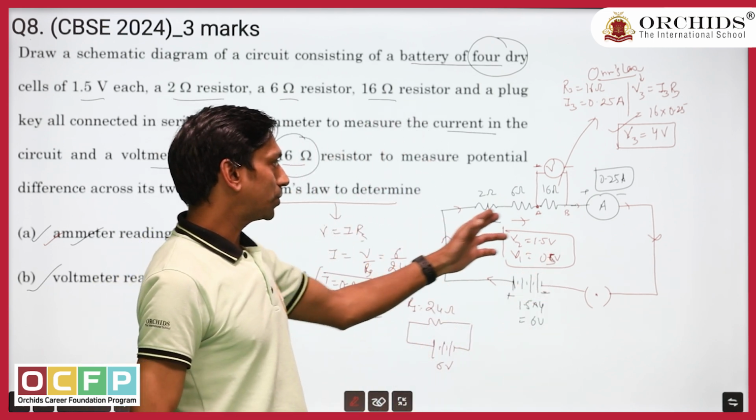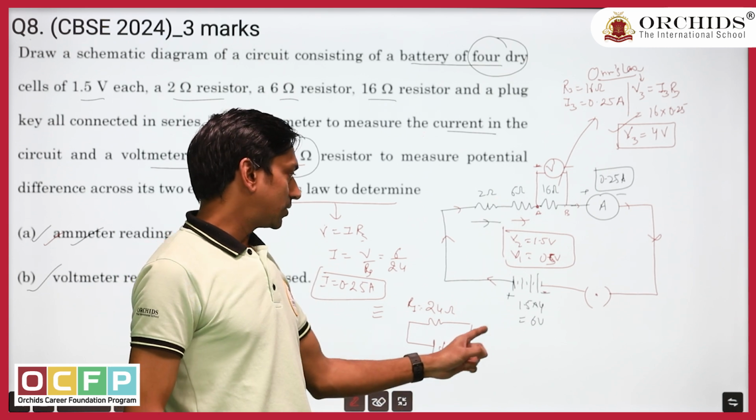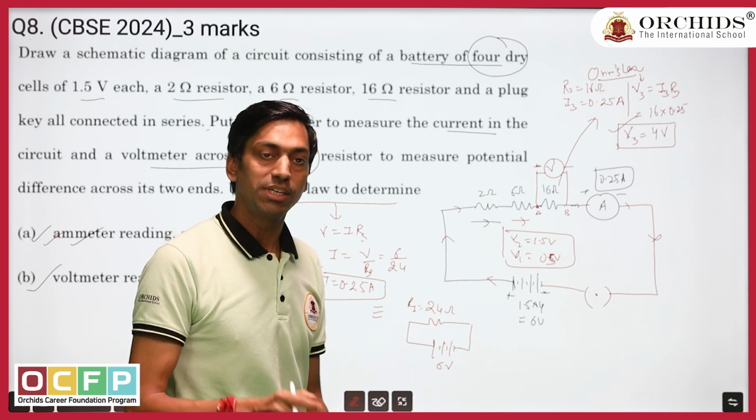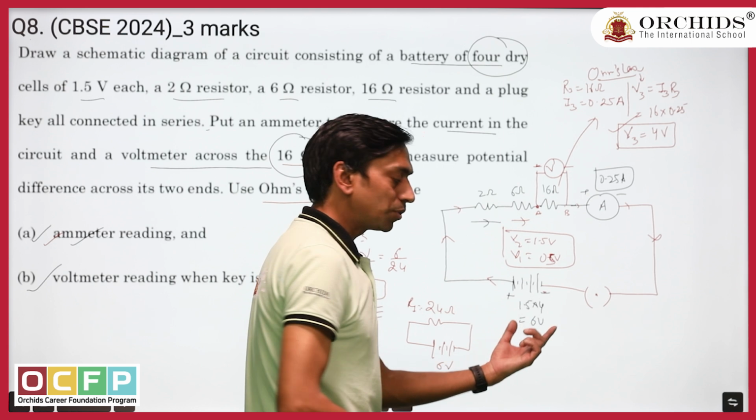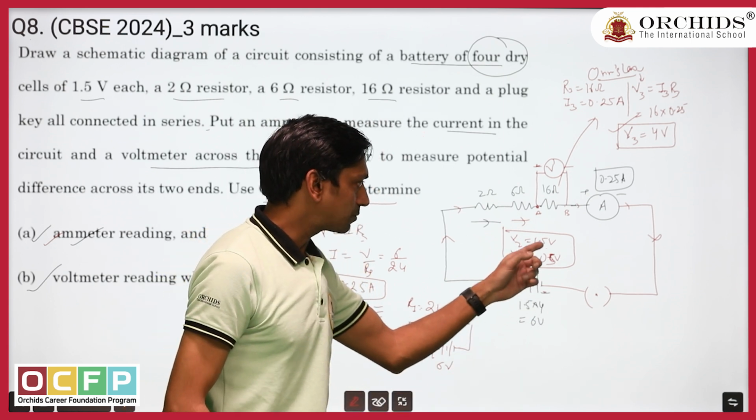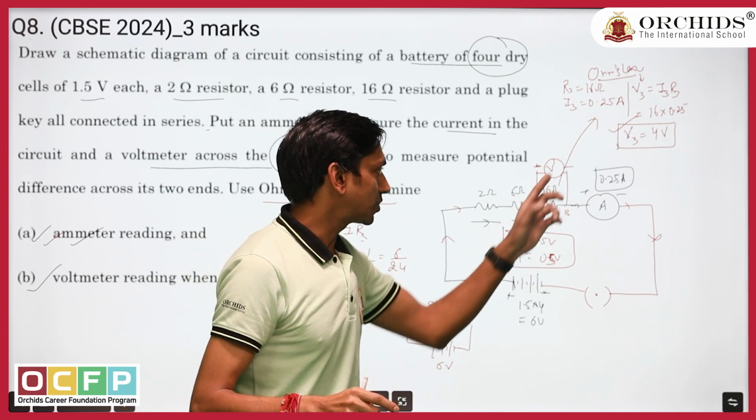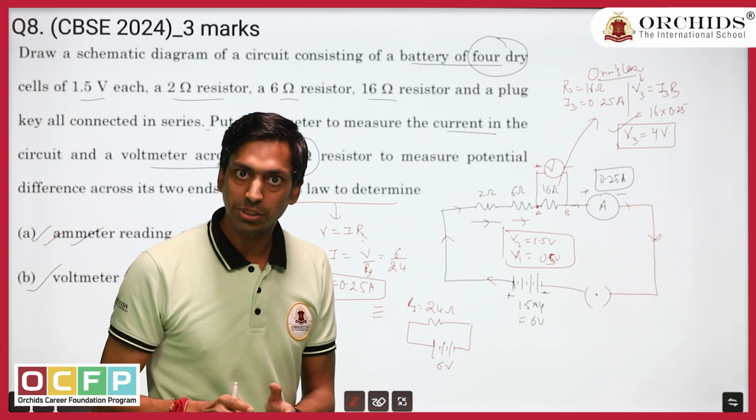And we know that in series, the total voltage is equal to the sum of each voltage, V1 plus V2 plus V3 equals 6 volt. And we know 0.5 plus 1.5 is 2, and 2 plus 4 is 6. That is one conclusion that we can draw.